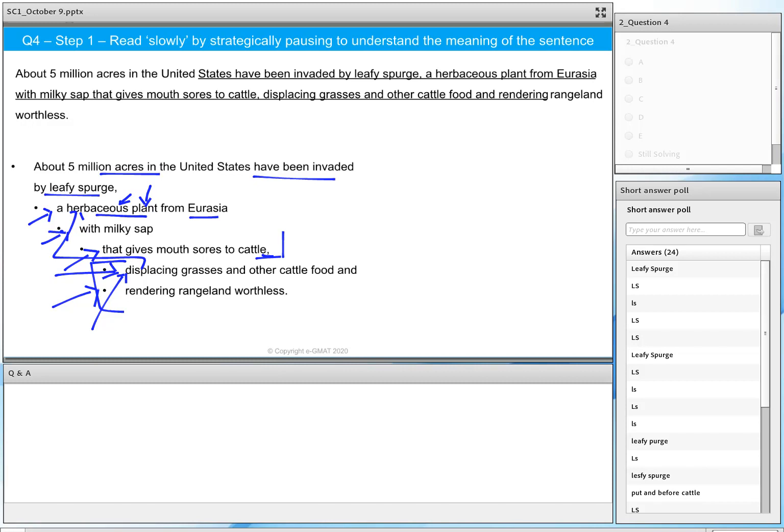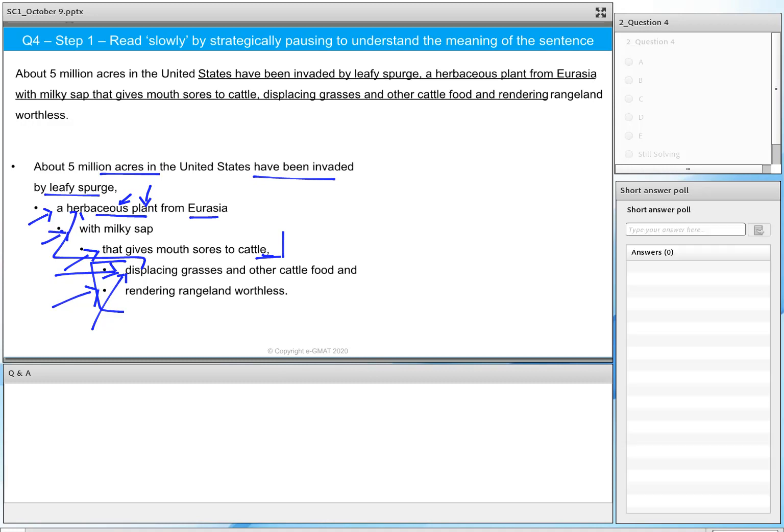So even if we say that I need to connect this action with herbaceous plant, I am right because I'm actually connecting it with leafy spurge. Okay? That's the first part of my question. Now let's deal with rendering rangeland worthless. Rendering rangeland worthless means that the grazing grounds become useless, right? So what is the cause and effect that I'm getting from the way the sentence is written? It's saying that because milky sap gives mouth sores to cattle, it also makes the grazing grounds useless.